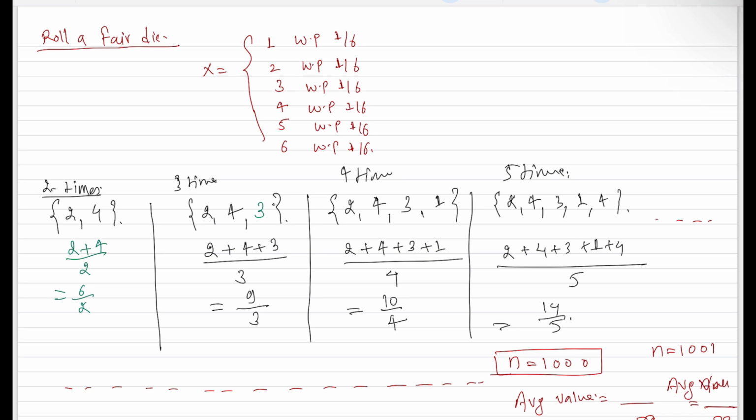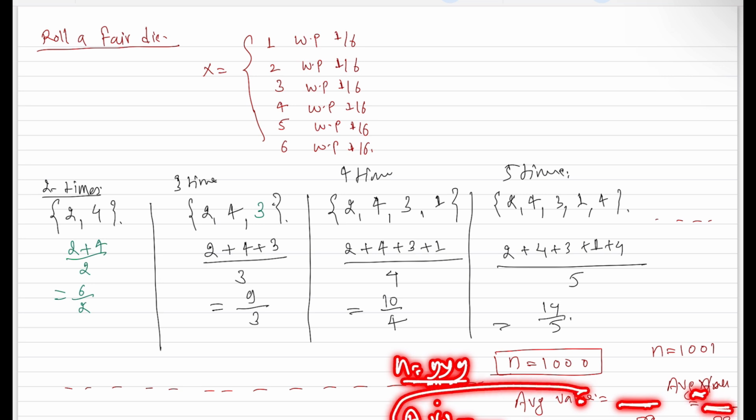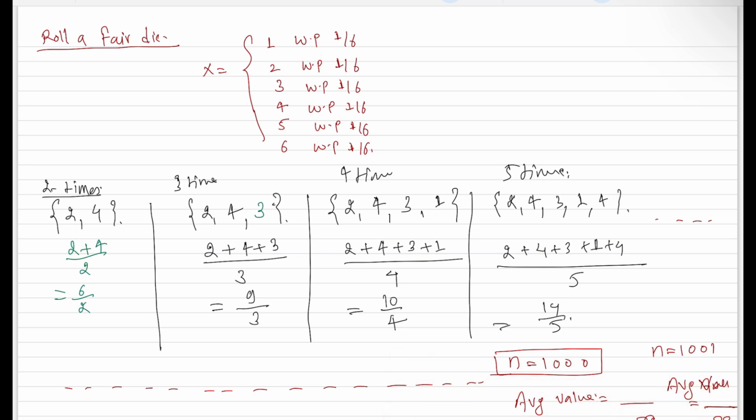Once you reach the point where you are rolling the die 1000 times, or maybe 999 times, then whatever average value you get here, or here, the fluctuation between these values will not be too much. So the point to note is that this average value is getting saturated to some fixed value.